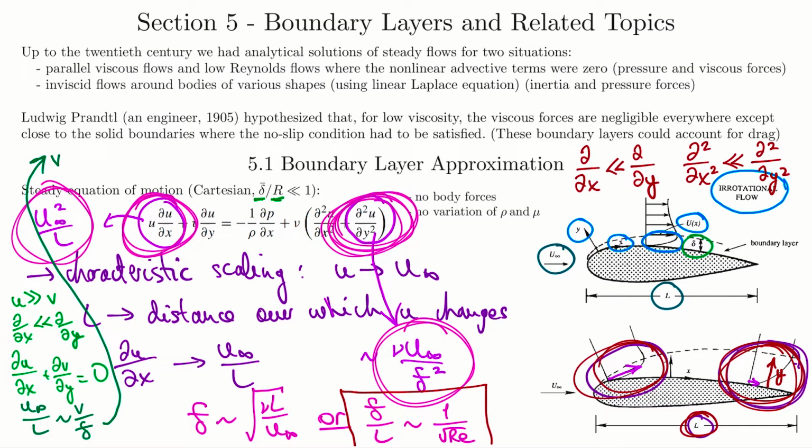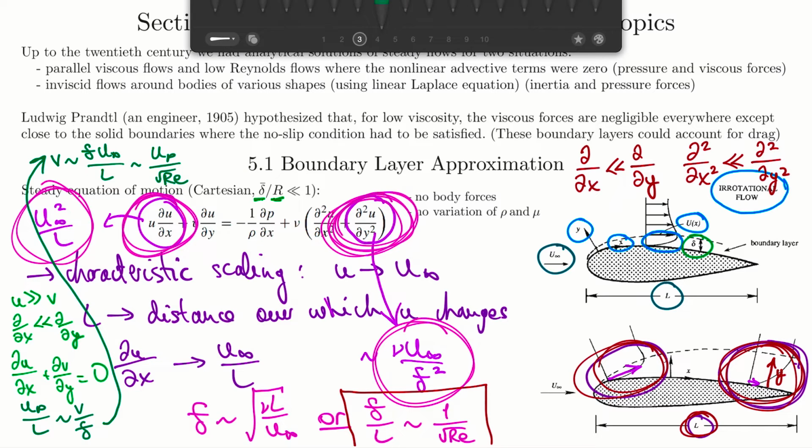So we'll simplify and see that our v, our velocity in the y direction, is approximately, when we rearrange, like this, which again we can relate to our Reynolds number, plugging in for our delta bar there. So we can see our velocity in the y direction is of the order of u infinity divided by the square root of the Reynolds number.